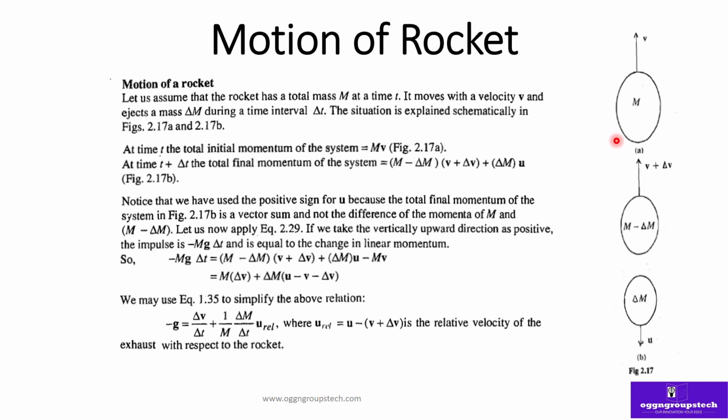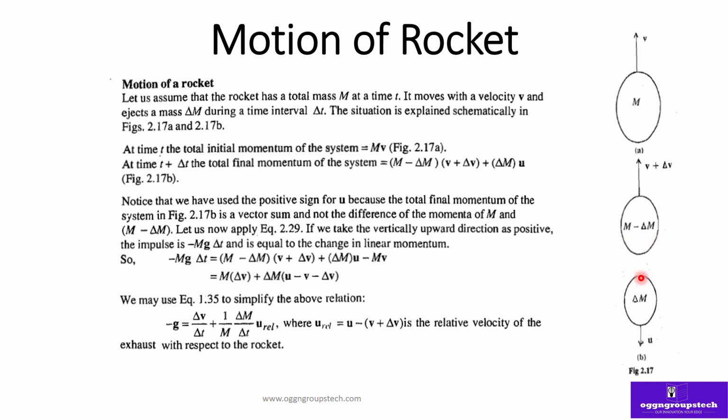So here in this case the total mass of the rocket is m at time t, and it moves with the velocity v and ejects, meaning it expels some mass. The value of that mass is delta m in a time delta t. That is the situation. Now at time t the total initial momentum of the system is m into v. After a short time its velocity will increase to v plus delta v. As a result the rocket moves forward, but it will lose some mass. That is the original mass minus the expelled mass, so that is m minus delta m.